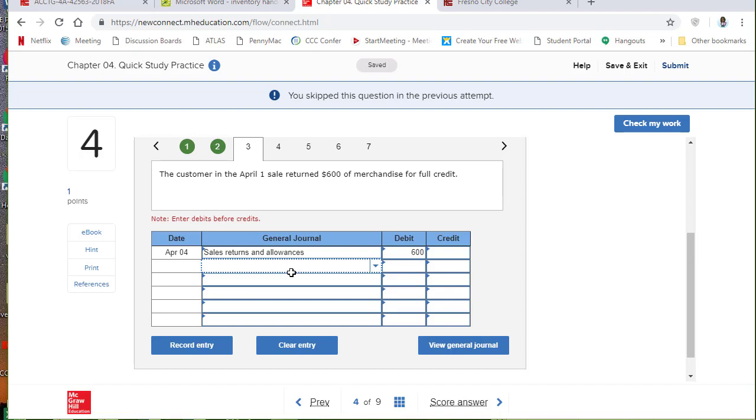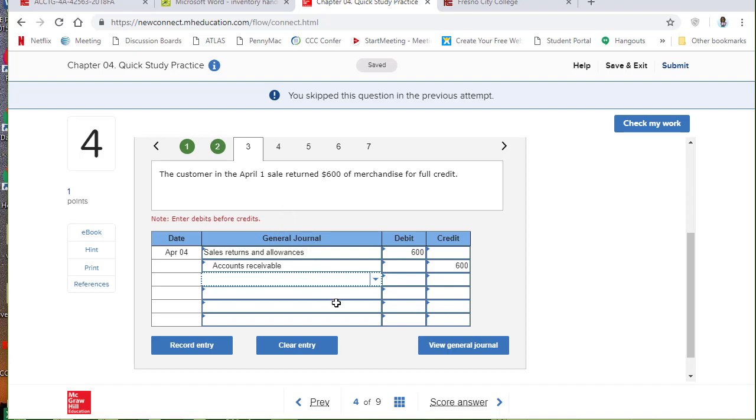Then we're going to figure out the original payment method. Since it was on account, we'll credit accounts receivable for the amount of the return. Now, if they had given us cash at the get-go, then we would have to credit our cash account. But since it was on account, accounts receivable.